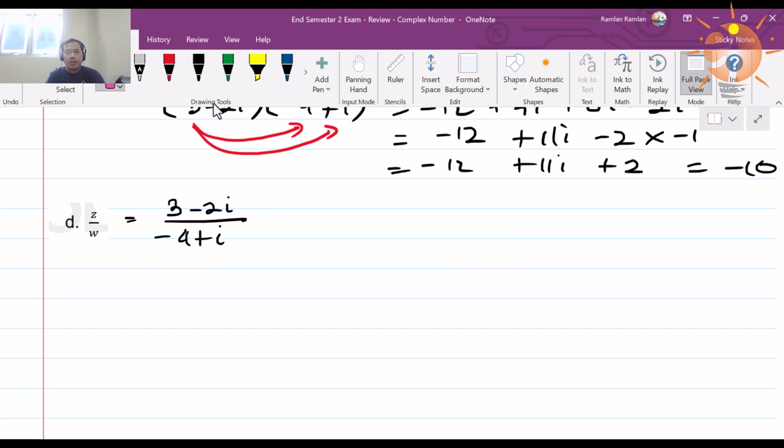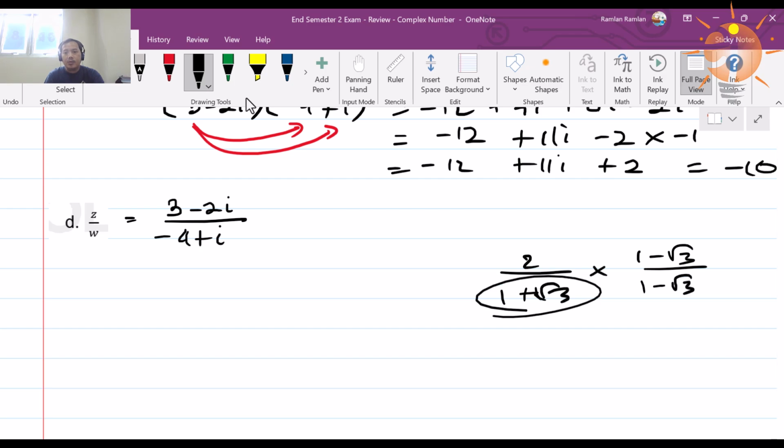You see that if I have, for example, 2 over 1 plus the square root of 3, how do I get rid of the square root in the denominator? I multiply it by the conjugate. The conjugate of this expression, if it's plus, is just minus. It's 1 minus square root of 3 over 1 minus square root of 3. So why do we need to do that?